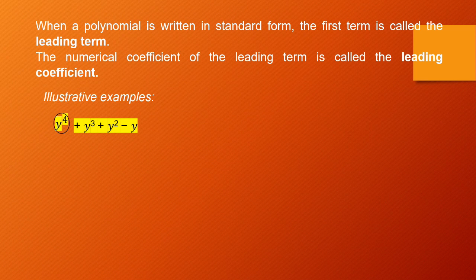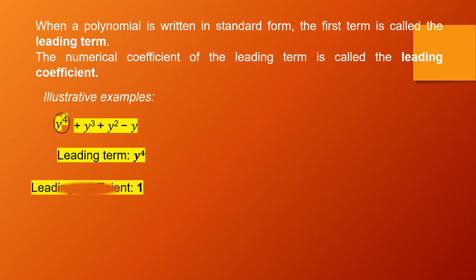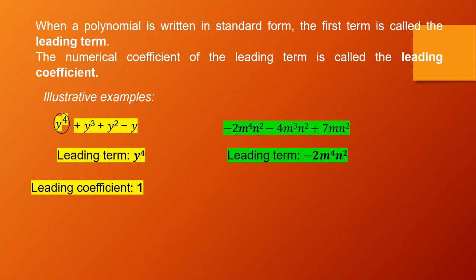And another example, negative 2m raised to 4 n raised to 2 minus 4m raised to 3 n raised to 2 plus 7mn raised to 2. The leading term here is negative 2m raised to 4 n raised to 2, because if you add the exponents, 4 plus 2, the degree is 6. And then the leading coefficient is the numerical coefficient of the leading term, negative 2.